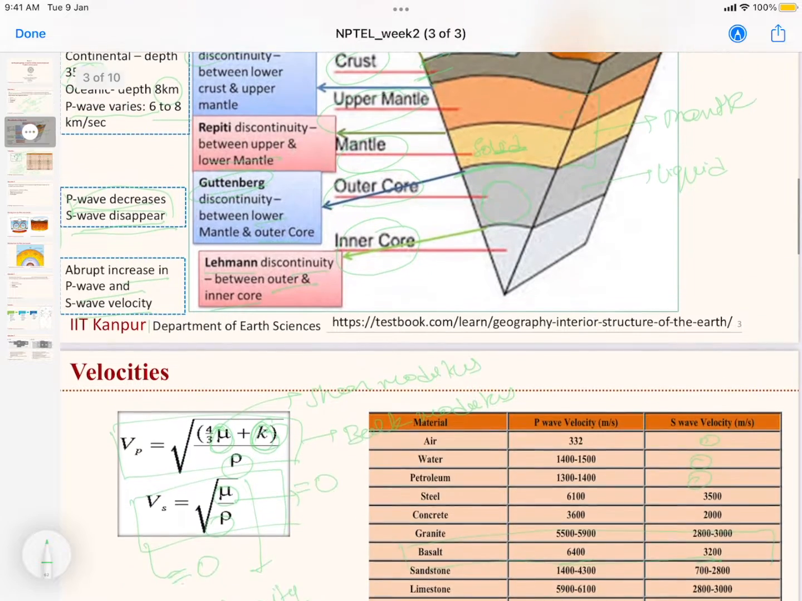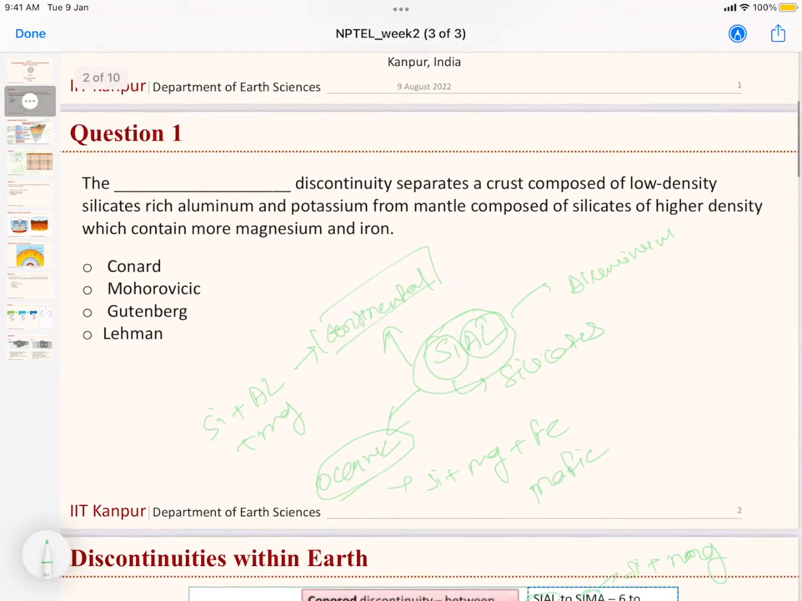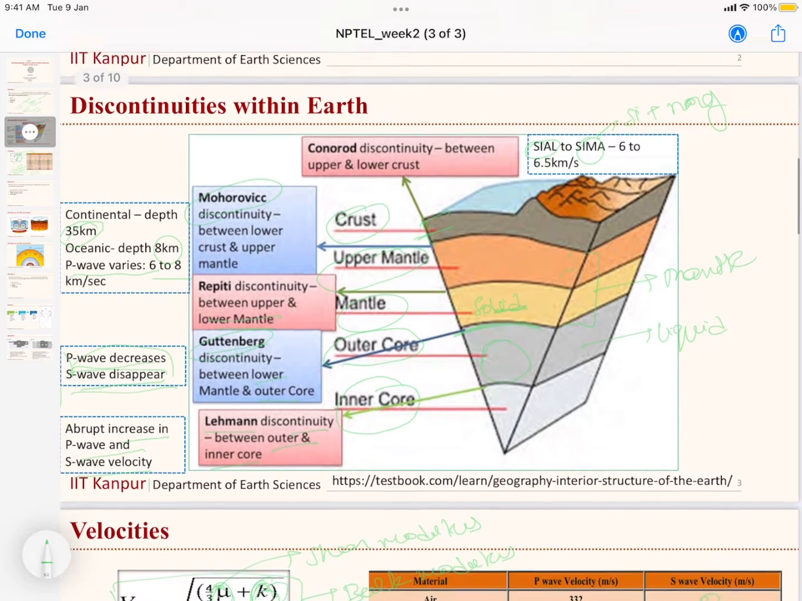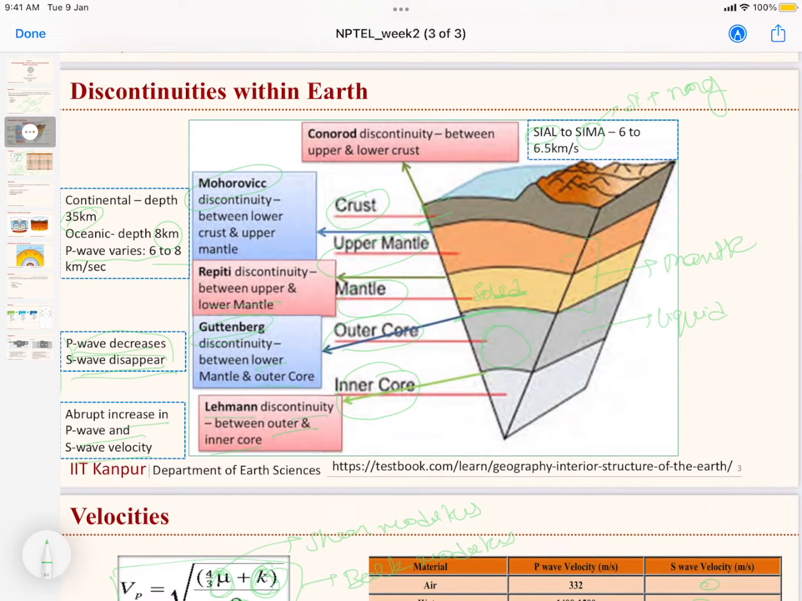So I hope now all of you can answer this question. In this question they are asking what is the boundary between the mantle that is composed of magnesium and iron and the crust. So if we again go back to this diagram, between the crust and the upper mantle we have this Mohovicic discontinuity.